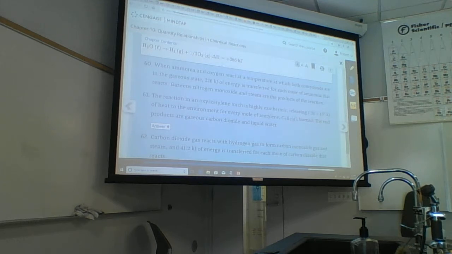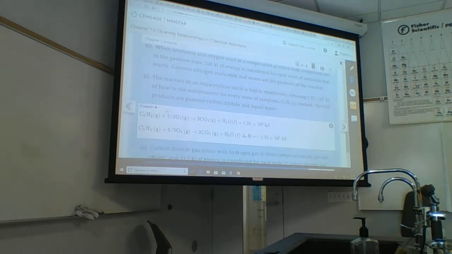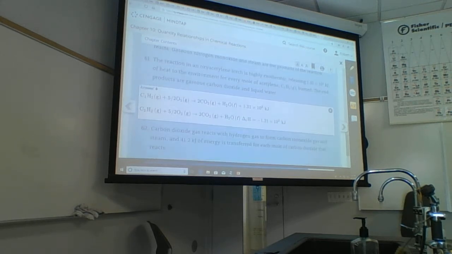Let's move on. The reaction in an oxyacetylene torch is highly exothermic. Oh, this is good. Releasing. Releasing means exothermic. Consuming means endothermic. So here we can see that this is exothermic. It produces that much energy. So it's negative.